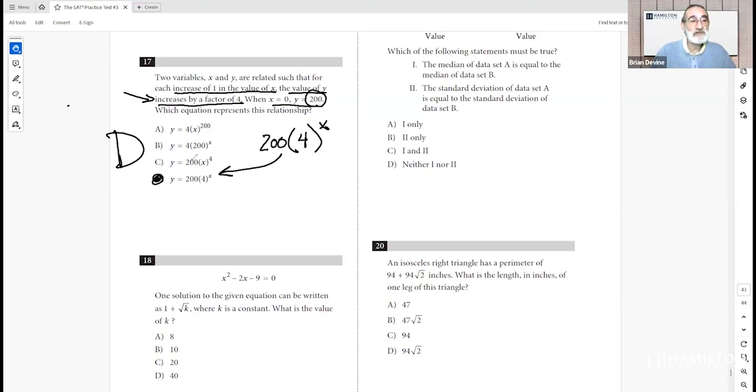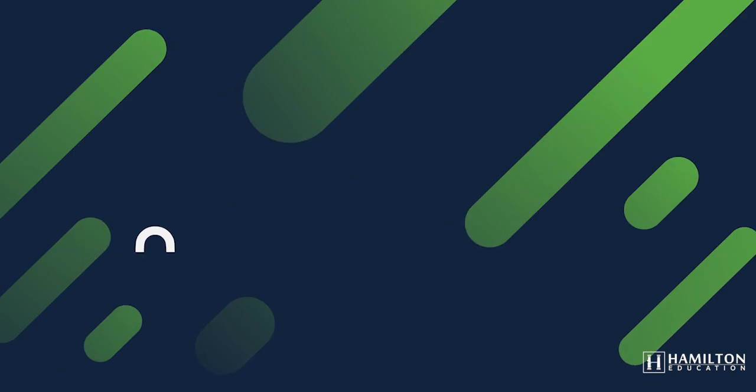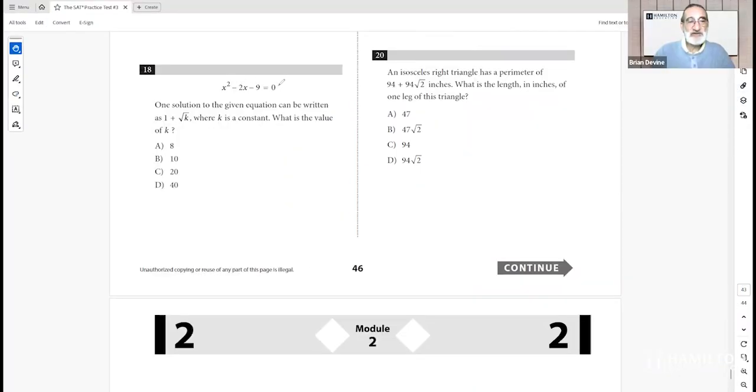Tricky wording here. Number 18. Given this quadratic, x squared minus 2x minus 9 equals 0, one solution to the given equation can be written as 1 plus the square root of k. Well, as soon as they show me that, I can do the quadratic formula. x is going to be negative b over 2a, which will be positive 1 plus or minus the root of b squared minus 4ac, which would be 4 plus 36, and that'll be over 2a, which is 2.